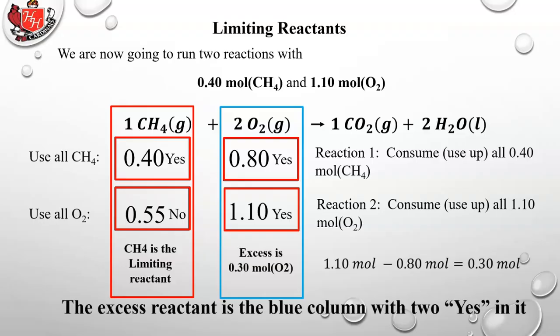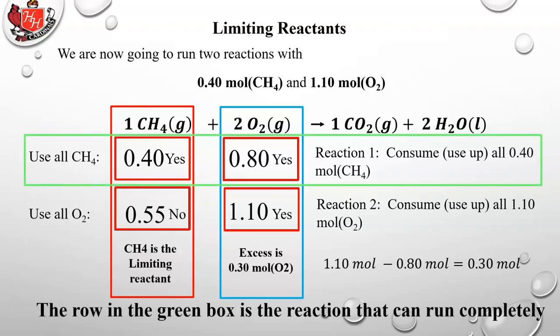But how much more? Well, the reaction that's going to actually run is the one up above with the 2 yeses in it. The 0.4 moles, 0.8 moles reaction. Use all the CH4. That means we're going to need to use 0.8 moles of O2, but we were given 1.1. So if you do a simple subtraction, 1.1 minus 0.8, that means you're going to have an excess of 0.3 moles of O2. And you see that down below in the blue box. So the excess reactant is the blue column with 2 yeses in it.